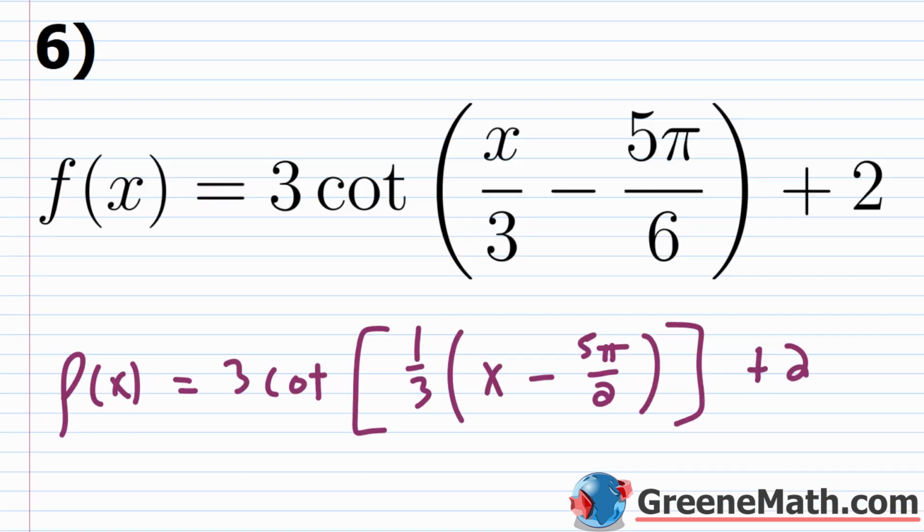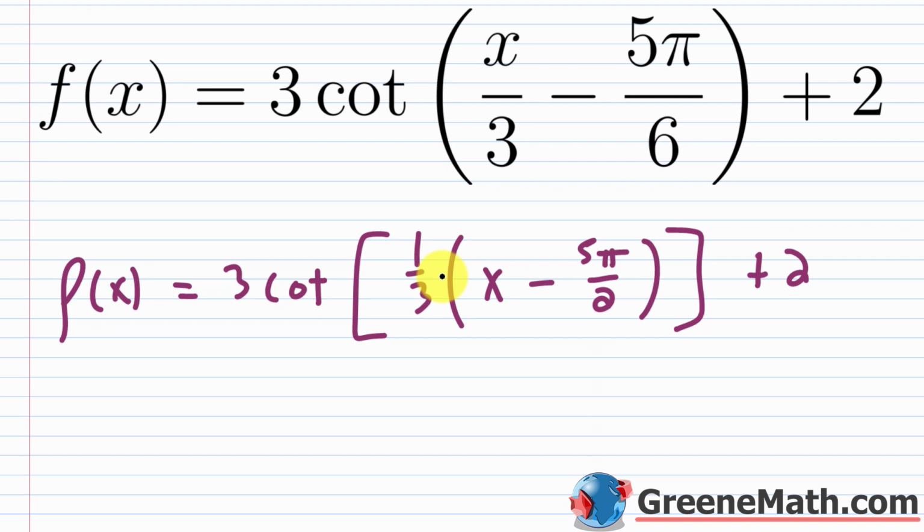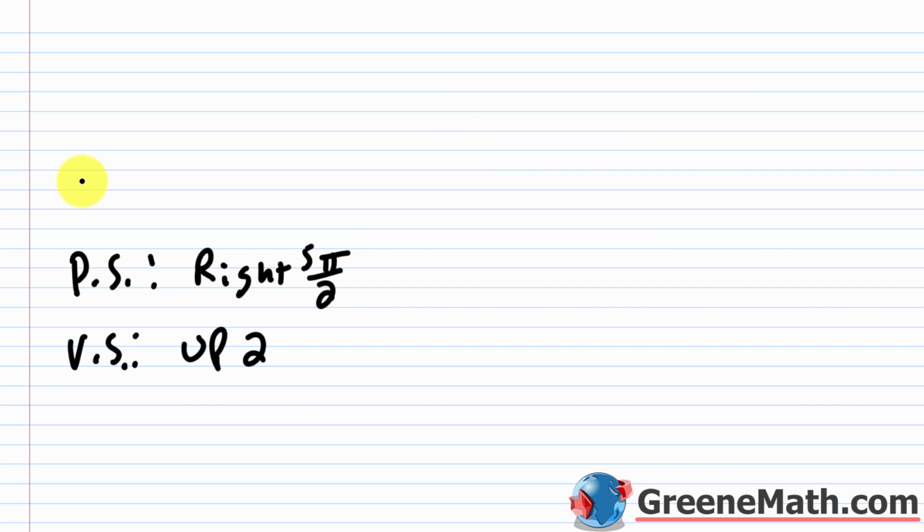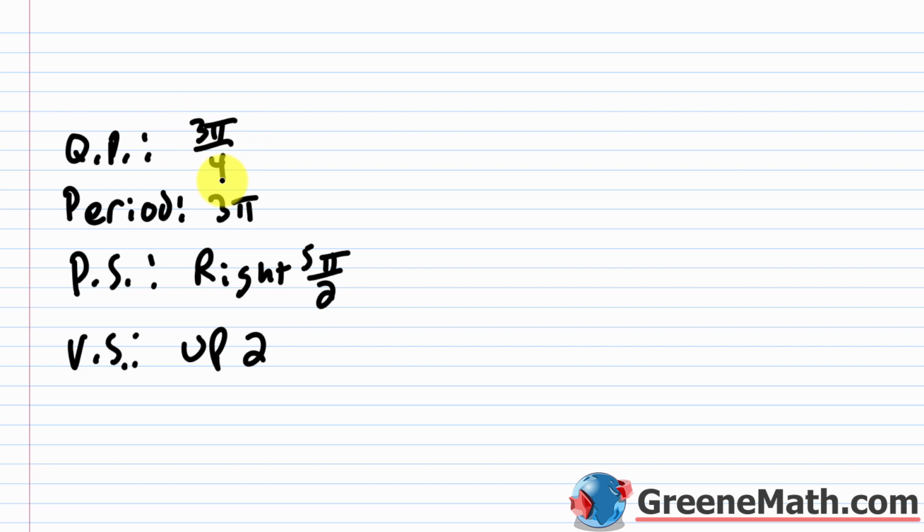So again, for the period for cotangent, it's just pi. And you have this 1/3 that's right here, or again, you can think about it as, what's the coefficient of x? It's 1/3. So you just take pi and divide it by 1/3. That's the same thing as multiplying by 3. So your period would be 3 pi. So let's come down here and say that the period is 3 pi. And so the quarter period is going to be 3 pi divided by 4. So 3 pi over 4.